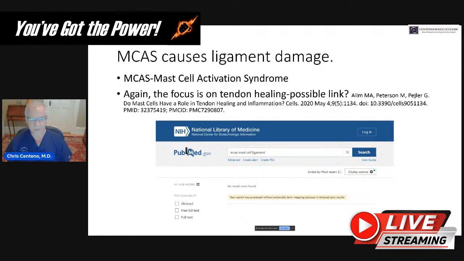But this is an interesting paper I found: Do mast cells have a role in tendon healing and inflammation? And this is a problem that we see a lot in the literature, where the focus is on tendons and not at all on ligaments. So the answer is there could be some relationship between tendinopathies, perhaps, and mast cells. But again, this is still pretty low-level evidence. But we generally see in the literature that ligaments are not mentioned at all.